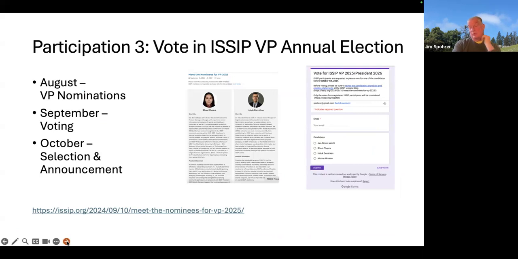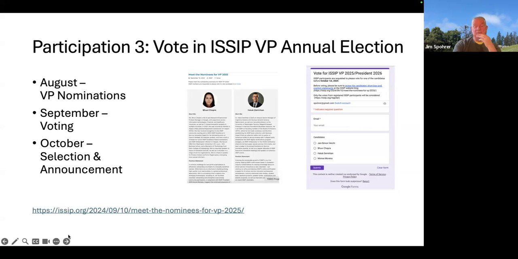Participation learning item number 3 is voting in the ISSIP VP annual election. August is when we get our VP nominations. We usually select anywhere from 2 to 4 of the top candidates who have their bio and a position statement about what they'll do if they become elected into the vice president, if they're selected, I should say. And voting is in September, and then the selection and announcement happens in October. And then they serve the following year as vice president.